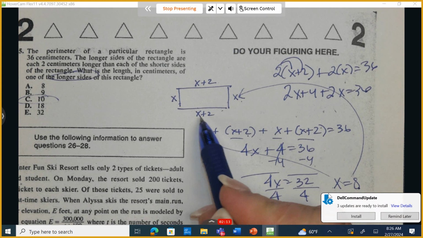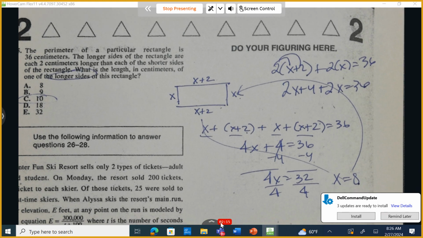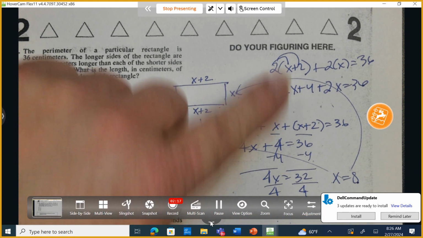And then we are able to locate that the longer of the 2 sides is 10. You choose which method works best for you.